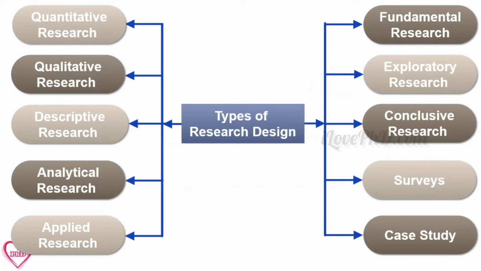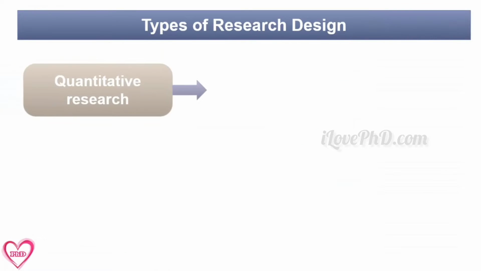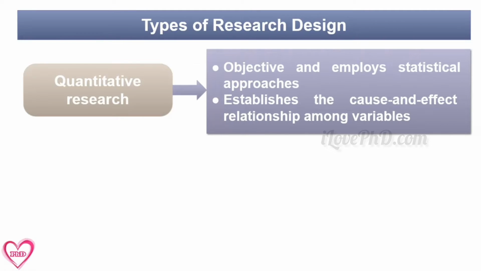Understanding the different types of research design is essential for a researcher to draft a good research methodology, which in turn helps to accomplish the research objectives in a short time. Basically, there are 10 different types. However, most researchers go for quantitative and qualitative research methods. Quantitative research is objective and employs statistical approaches. It establishes the cause and effect relationship among variables using different statistical and computational methods. This type of research is usually done using surveys, experiments, and observations, which will be expressed in numbers.